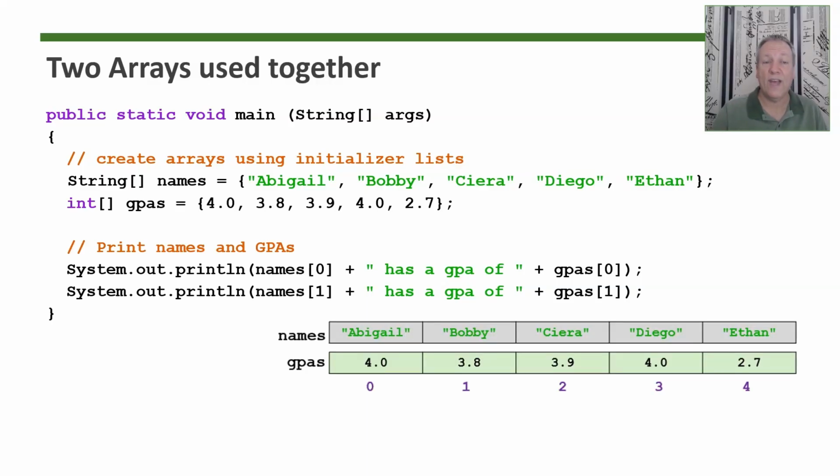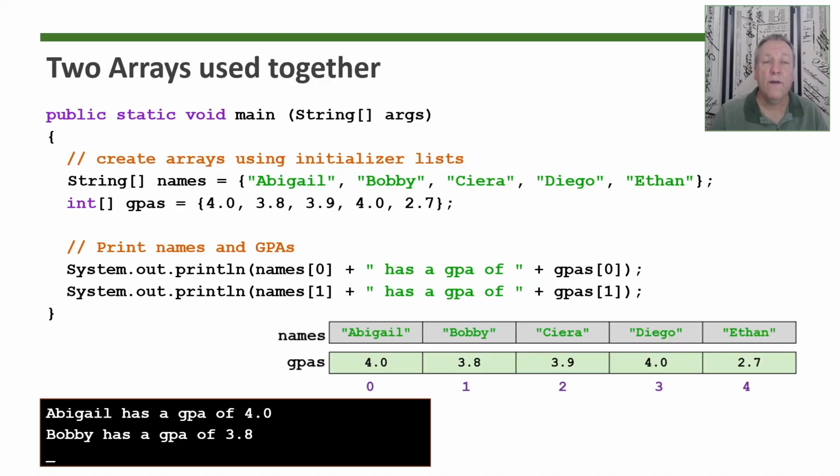So my arrays end up looking like this, and you can see that the index numbers correspond a name with a GPA, another name with another GPA. And so when this code runs, it prints out that Abigail has a GPA of 4.0, and it prints out that Bobby has a GPA of 3.8.